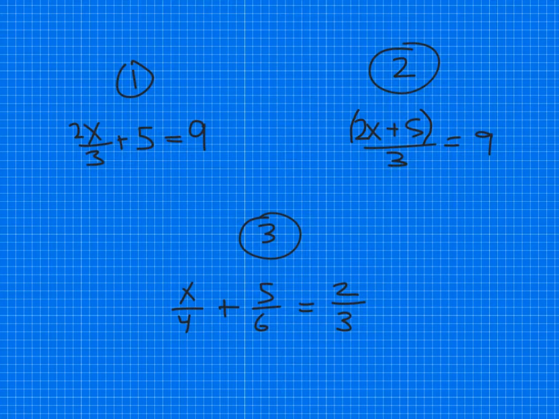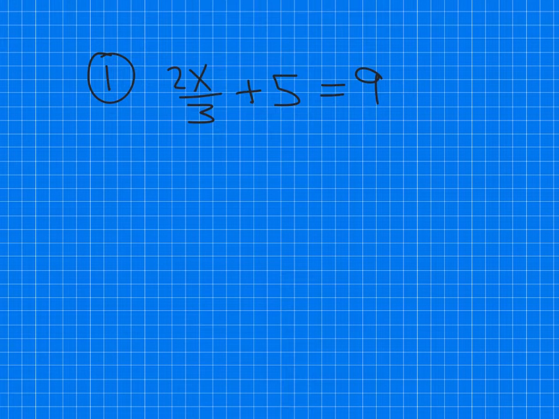Okay, so let's write down the first problem. Take a second to write down 2x over 3 plus 5 equals 9. In this problem, I'm solving for x, so my goal is to get the x alone. In order to do that, because the 5 is separate from the fraction, I have to subtract that first. So I'm going to subtract 5 from both sides. And now I get 2x over 3 equals 4.